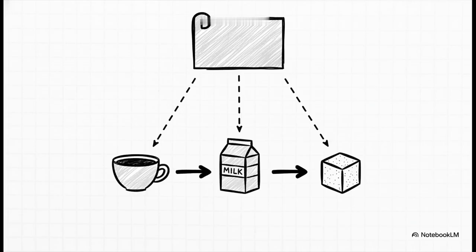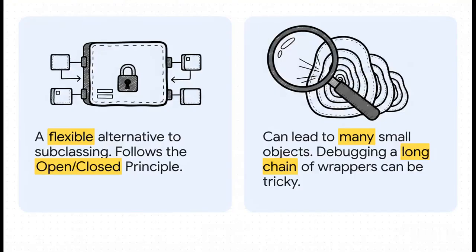Then, when someone calls its getCost method, it first asks the wrapped object for its cost, and then it just adds its own cost on top. You get this beautiful chain of wrappers where each layer contributes something to the final result. The biggest win here, by far, is flexibility. You completely avoid what we call a class explosion from subclassing every single feature combination.